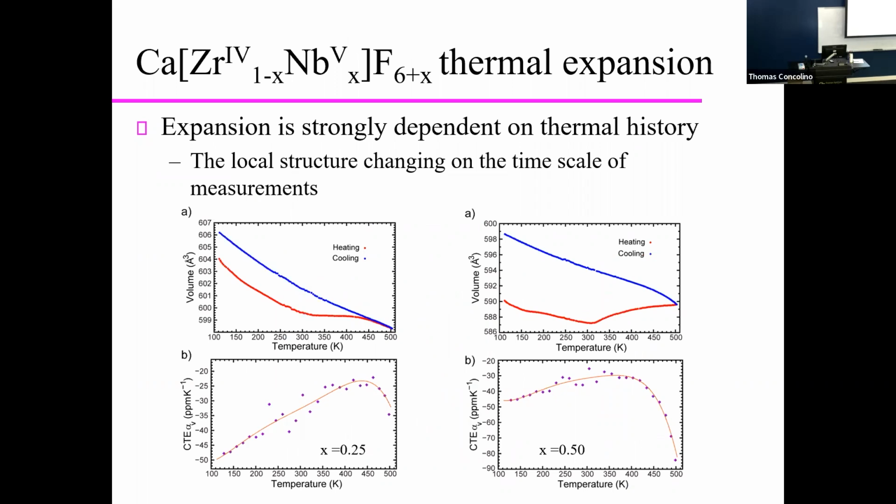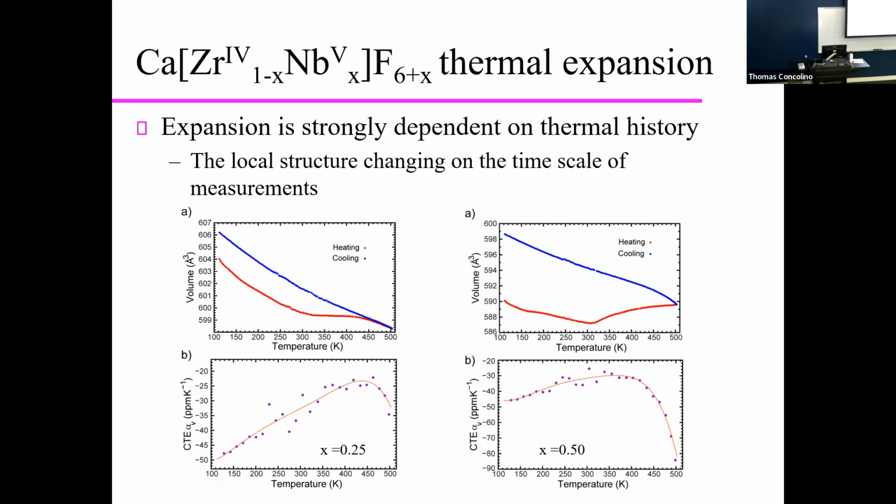So, does it give us control over thermal expansion? Well, no, and really it shouldn't, because we're not converting corners to edges here. It's still basically a corner sharing network with some interstitial fluoride in somehow. What it gives us is a mess. So heat and cool doesn't reproduce. This is this local structure relaxing as we warm up.